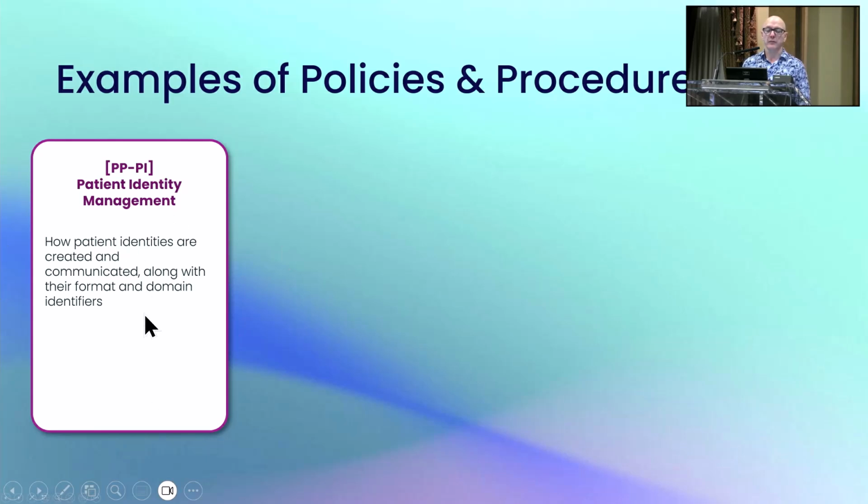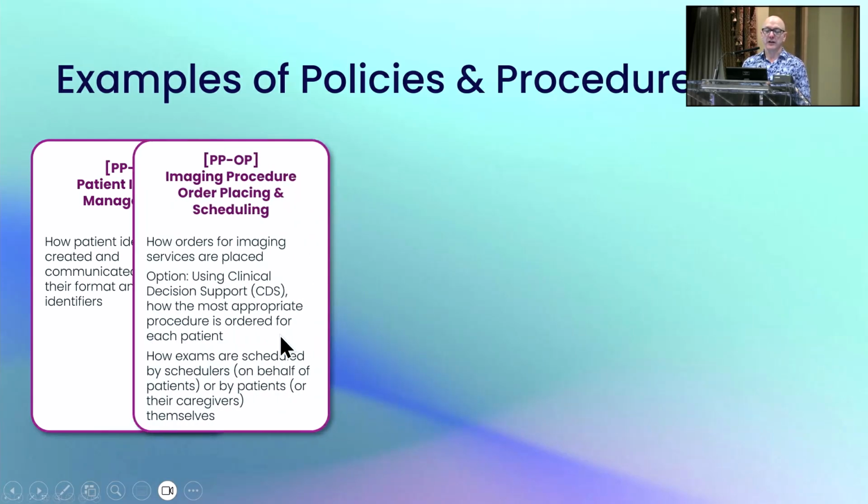So having a policy and procedure around that is an important thing, and I think this is an area that a lot of people kind of take for granted or just do whatever their EMR says. But I think it starts with you have to have an opinion of what is good, and then you make the systems help you achieve that. Imaging procedure, order placing, and scheduling, having a policy around how to do that and procedures, including things like clinical decision support for appropriate exam ordering and procedure ordering.